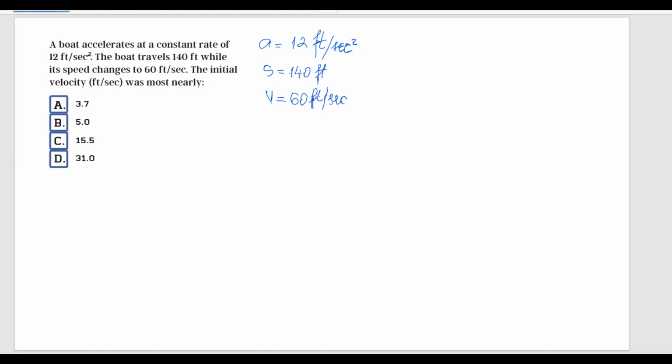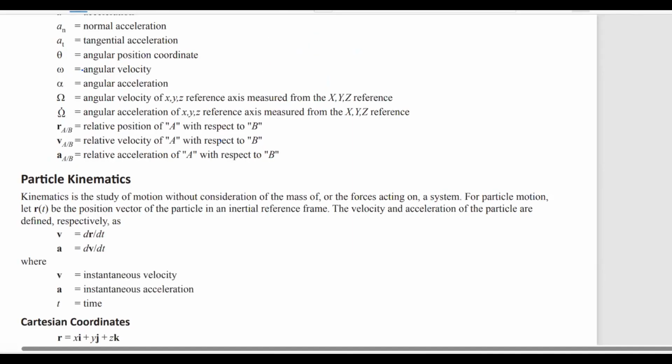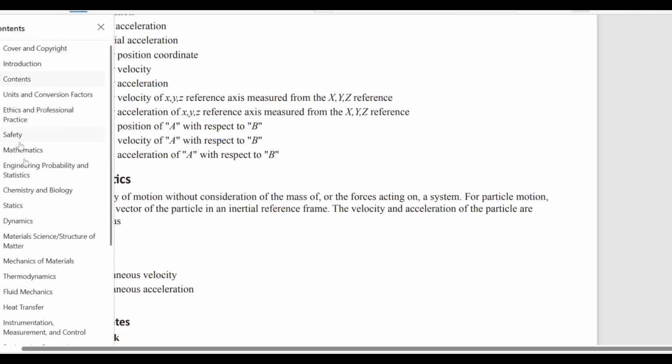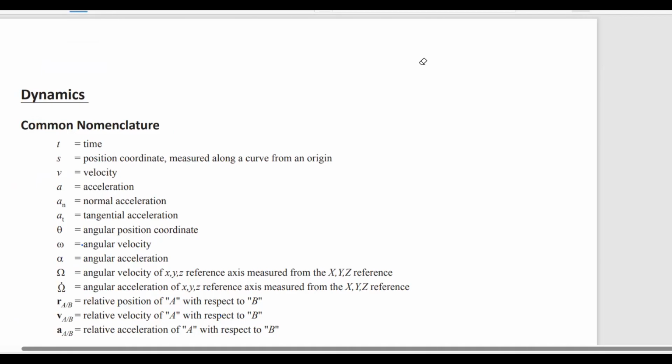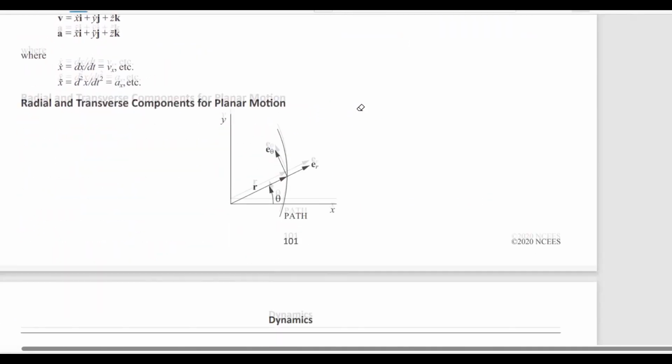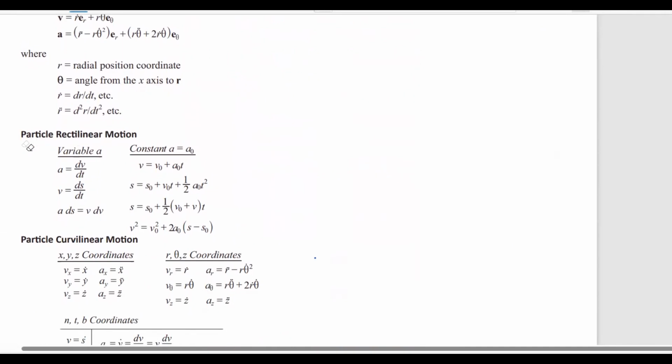Okay, so now based on what we have, we're going to go to the FE Handbook and try and find a formula which includes all of the things we have that's going to help us find the initial velocity. So here we are already in the dynamic section, but what I want to do is start from the beginning, I think. Because very easily, I can say, well, let's just write kinematics, or let's just write particle rectilinear motion and then we're going to get to these formulas.